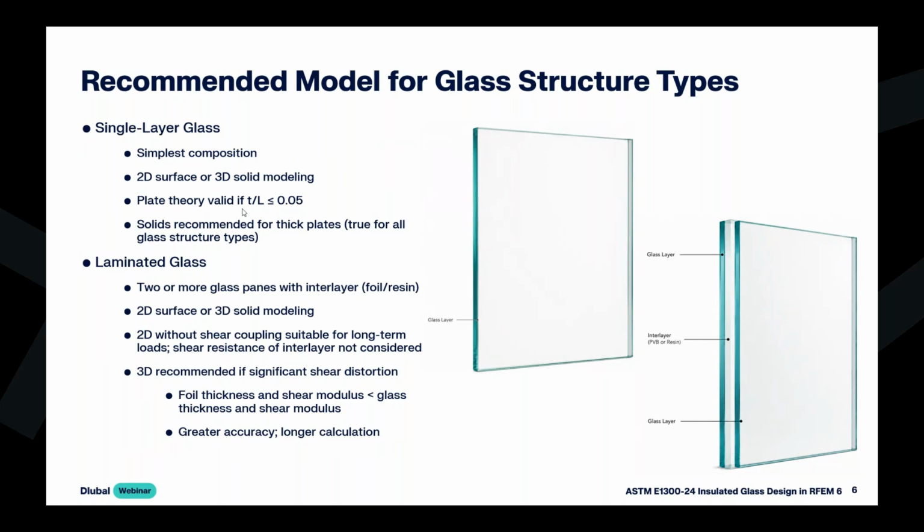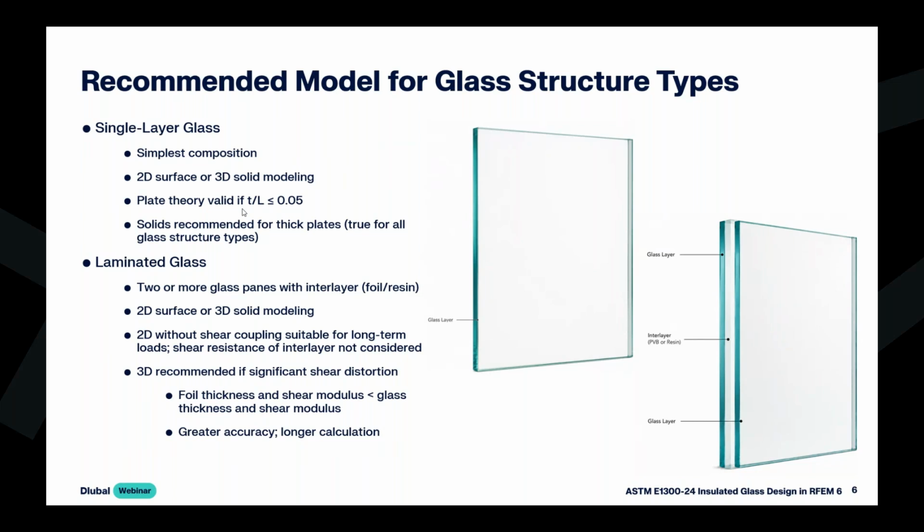So keep in mind with the 2D, as we discussed on the previous slide, it is either fully rigid shear coupling or fully released. It certainly could be possible that you run this 2D surface model without shear coupling for long-term loads where the shear resistance of that inner layer should not be considered. Now, alternatively, we would want to move to a 3D solid if we have significant shear distortion.